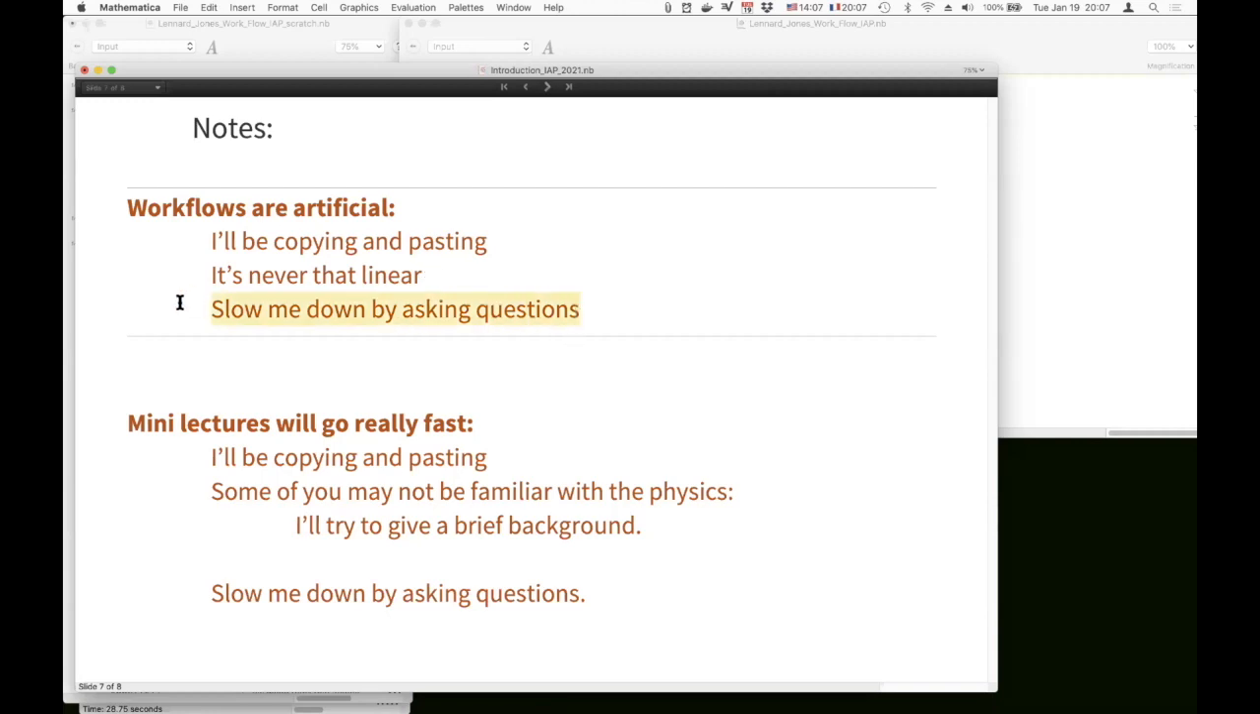The best way to slow me down is by asking questions. Okay, for the mini lectures, some of you may not be familiar with the physics, and I'll try to give a brief background to those of you who may not know the physics. Okay, so let me start sharing my first topic, and that is going to be this one. Okay.